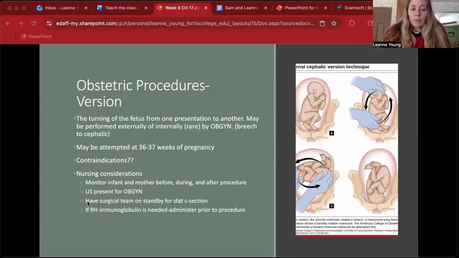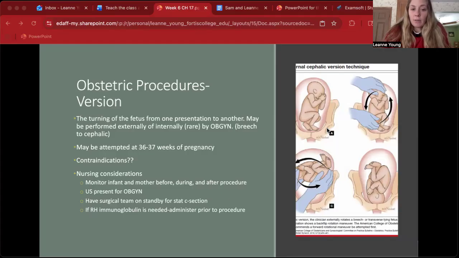Okay, let's start talking about our obstetrical procedures. So, one that we see a lot is a version. I kind of mentioned this a little bit earlier whenever we were talking about preterm rupture of membranes or pre-labor rupture of membranes. A version is the turning of the fetus from one presentation to another. It may be performed externally or internally, which is very rare, by an OBGYN. Typically, if women are getting a version, it's to turn their babies from being breech and turning them into being head down or cephalic. Okay. It's typically attempted about 36 to 37 weeks of pregnancy.